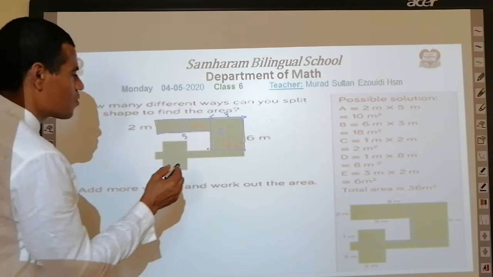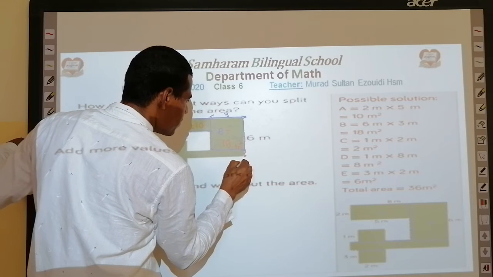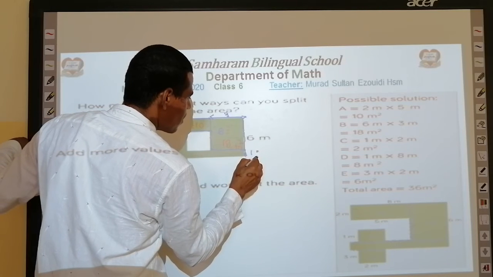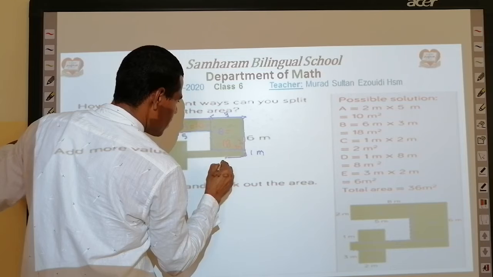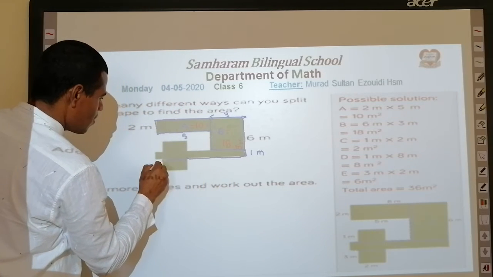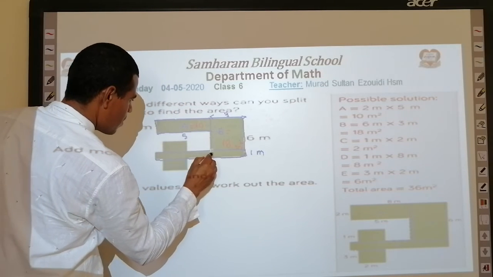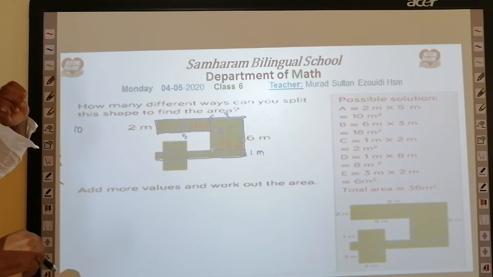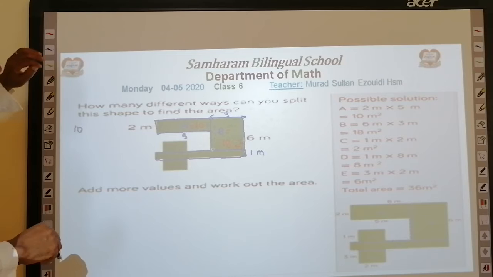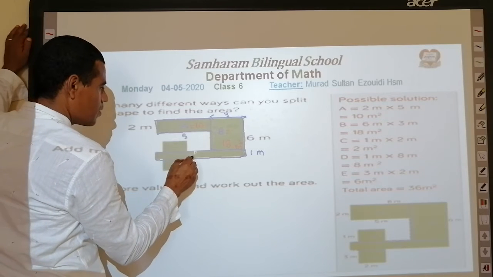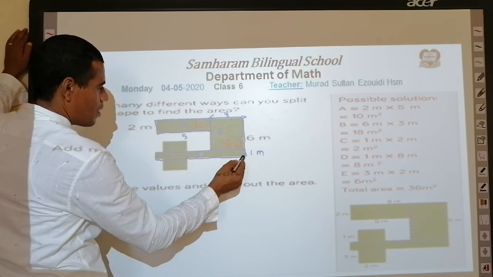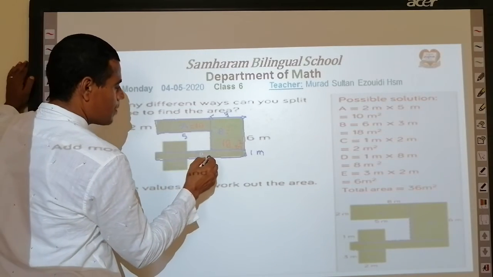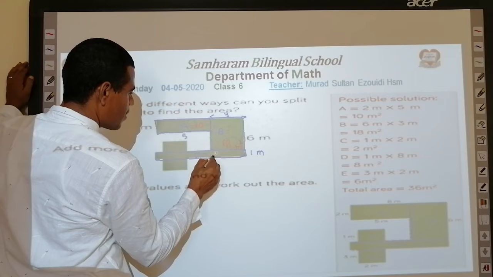And the next one we have D. So this one, the module is 1 meter. Multiply by all of this. This is the third, I will label as D. The area is 1 multiplied by 1 multiplied by 8, which gives us 8 meters squared.